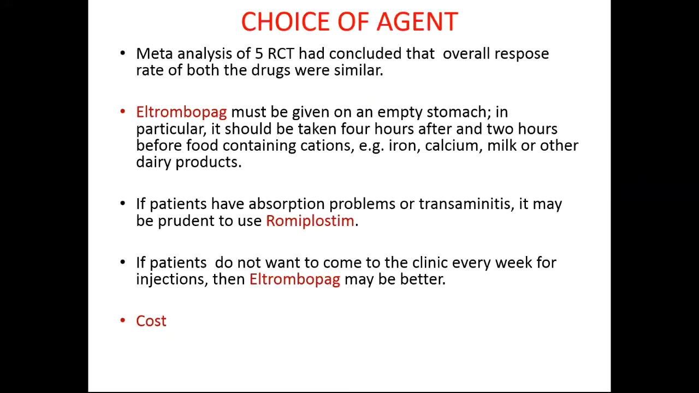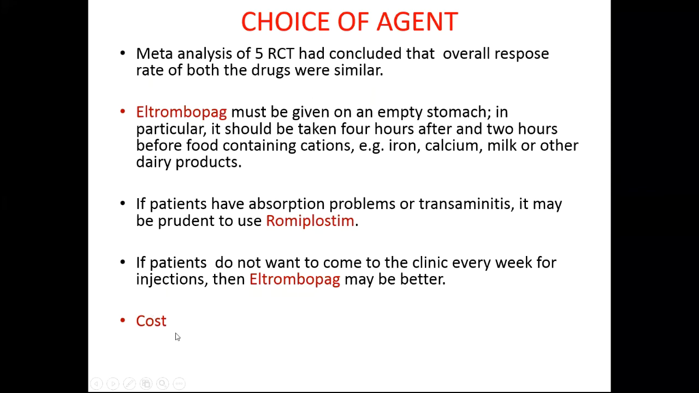So which of these two agents should we choose? A meta-analysis of 5 RCTs had concluded that both drugs have similar efficacy. So to choose between them, we have to see the compliance, adverse effects, patient preference, and cost. Eltrombopag comes with strict dietary restrictions. It should be given on an empty stomach, particularly 2 hours before and 4 hours after a meal which contains iron, calcium, milk, or other dairy products. If the patient has absorption problems or transaminitis, it may be prudent to use romiplostim. And if the patient cannot come to the clinic every week for injection, then eltrombopag may be better.